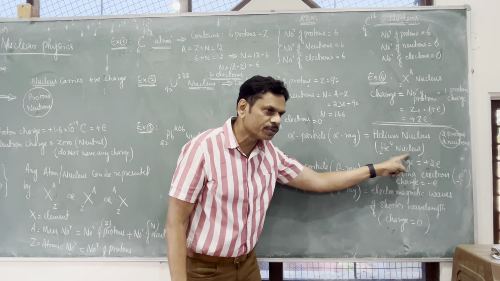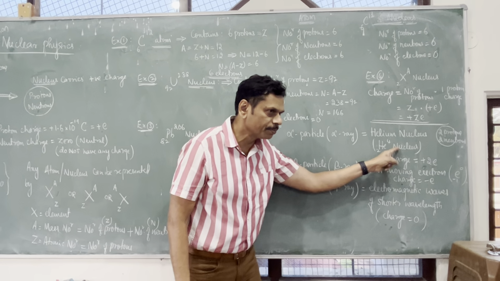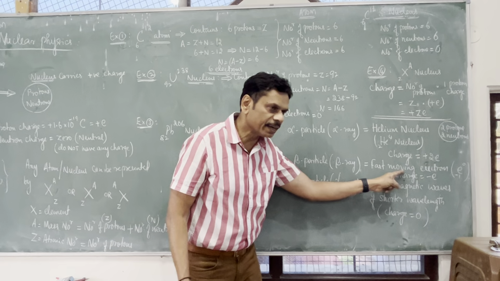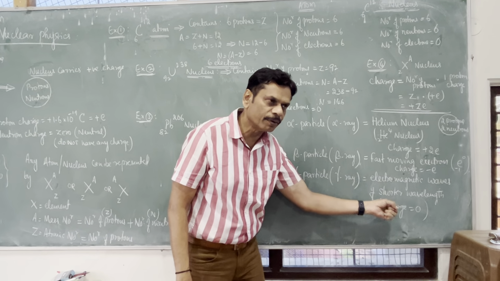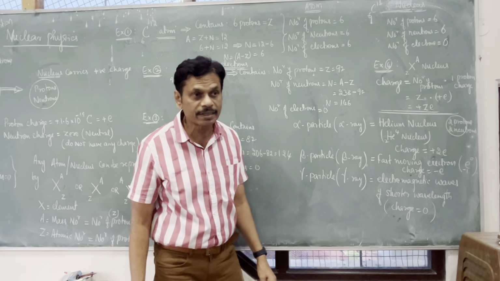Since it is having more charge here, ionizing power is very large. It is having lesser charge here, ionizing power is lesser. This is having zero charge, ionizing power almost equal to zero, but I cannot say it is equal to zero.